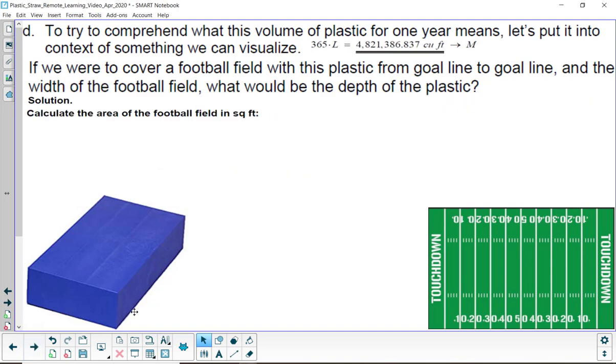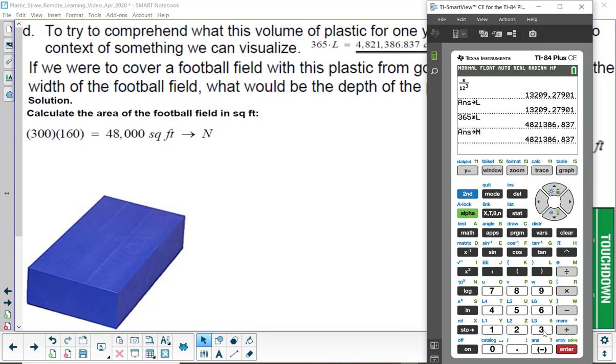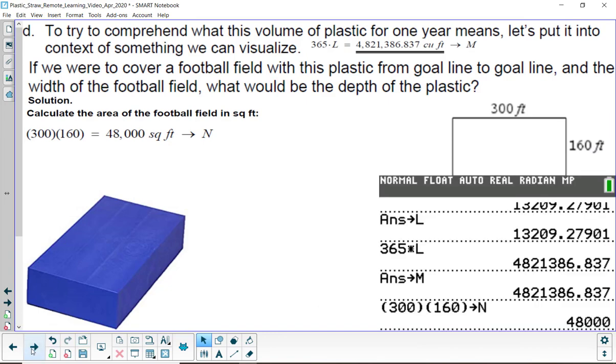So what we need to do is calculate the area of the football field in square feet from goal line to goal line and sideline to sideline. And so we know it's going to be 100 yards or 300 feet. And we just told you it was 160 feet wide. So we multiply length times width to get that. And I'm going to store that into alpha N. So 300 times 160, and store into alpha log, which is the letter N. So it should look like that.